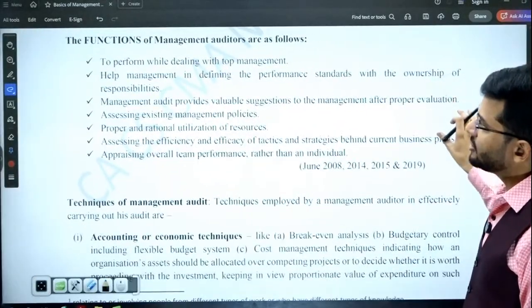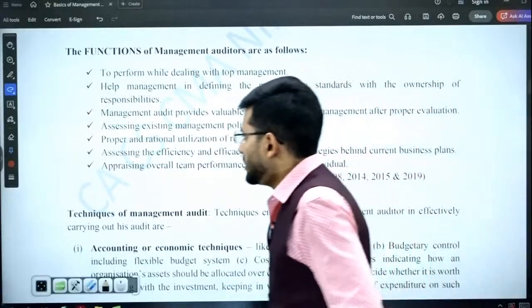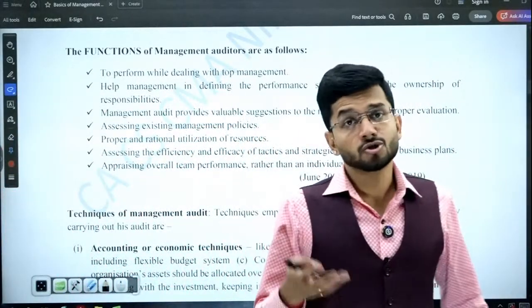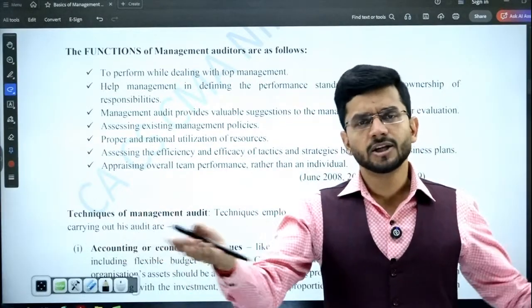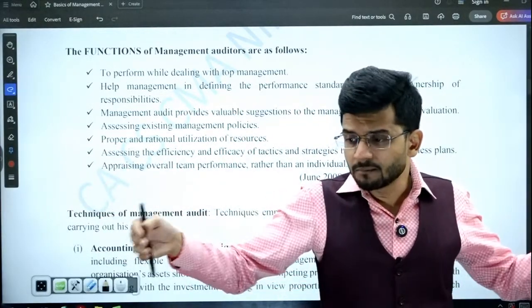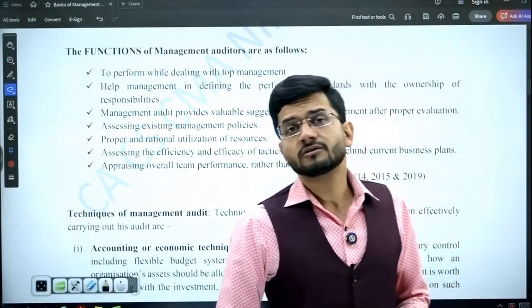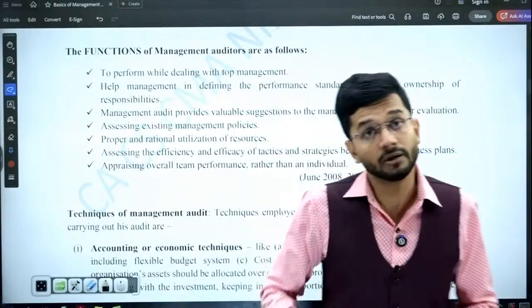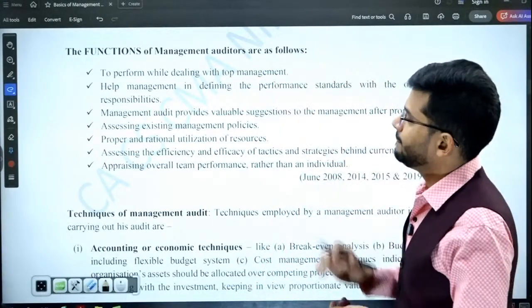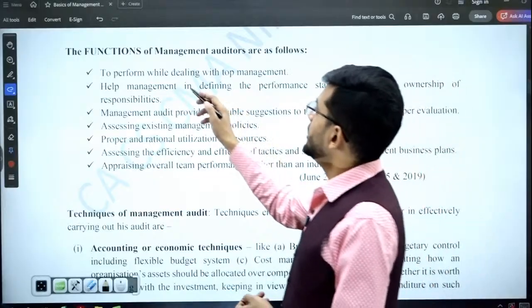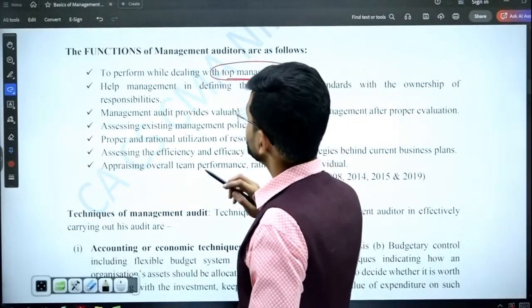Then the functions of management auditor are as follows. What are the requirements? What are the things that a management auditor should do? And you are already aware about that. He should appraise the decisions of the managers. He should undertake a wholesome analysis of what the activities of a particular company or organization are, how they are working, how they are not working. So a wholesome analysis should be carried on by the management auditor.